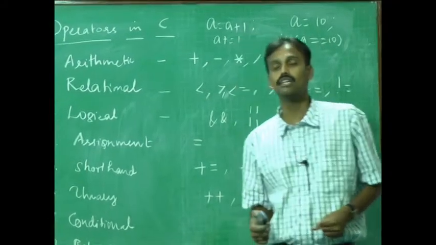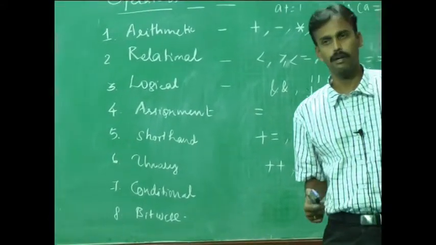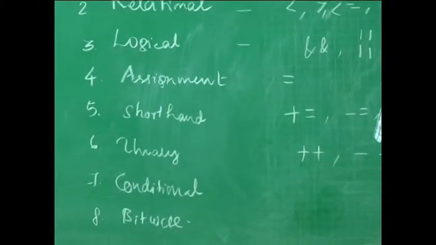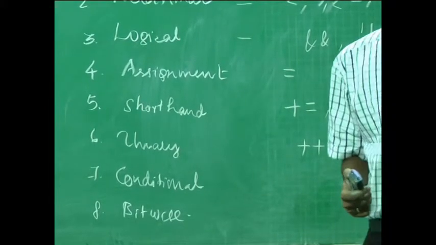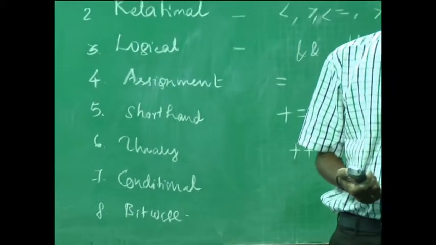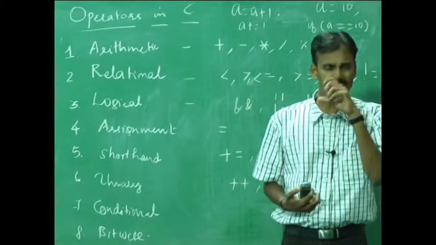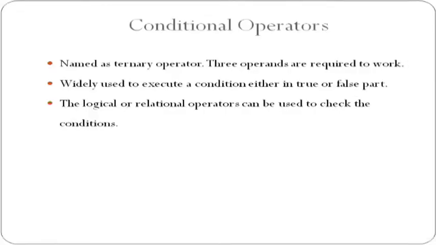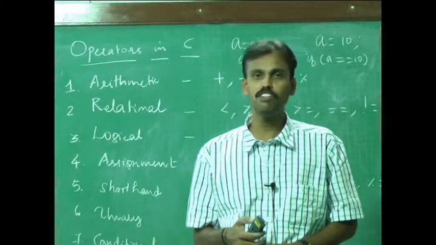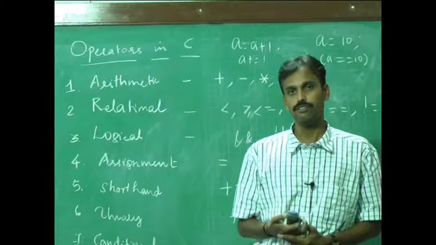Then we do have another variety of operator called a conditional operator. What is a conditional operator? A conditional operator is often also called a ternary operator. Why is it called a ternary operator? It makes use of at least 3 operands to work on, because of which it is termed a ternary operator. It is widely used to execute a condition in either a true part or a false part. The logical or relational operator can be used to check these conditions also.